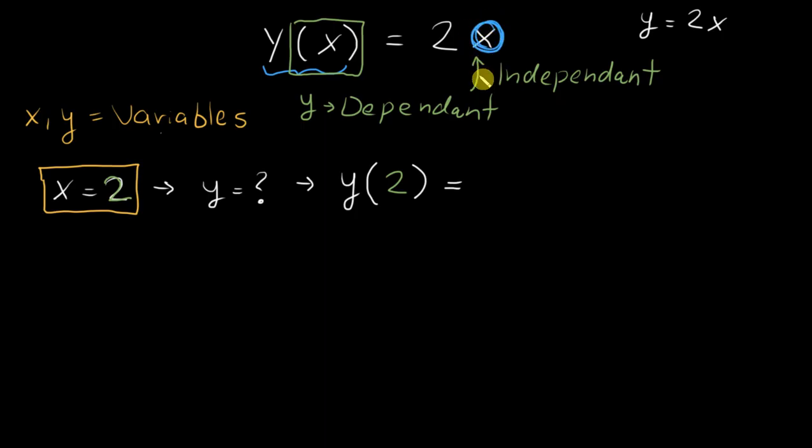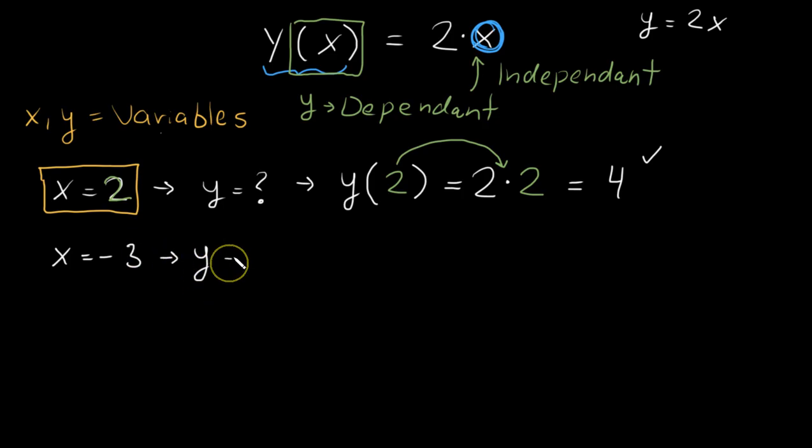This becomes 2, multiplied by, because this is multiplication, the green 2 that we're plugging in from here. 2 times 2 equals 4. And that's the function value at x equals 2. So let's try one more. Let's go with minus 3. Okay, minus 3. We are asking what is the y value at this point?